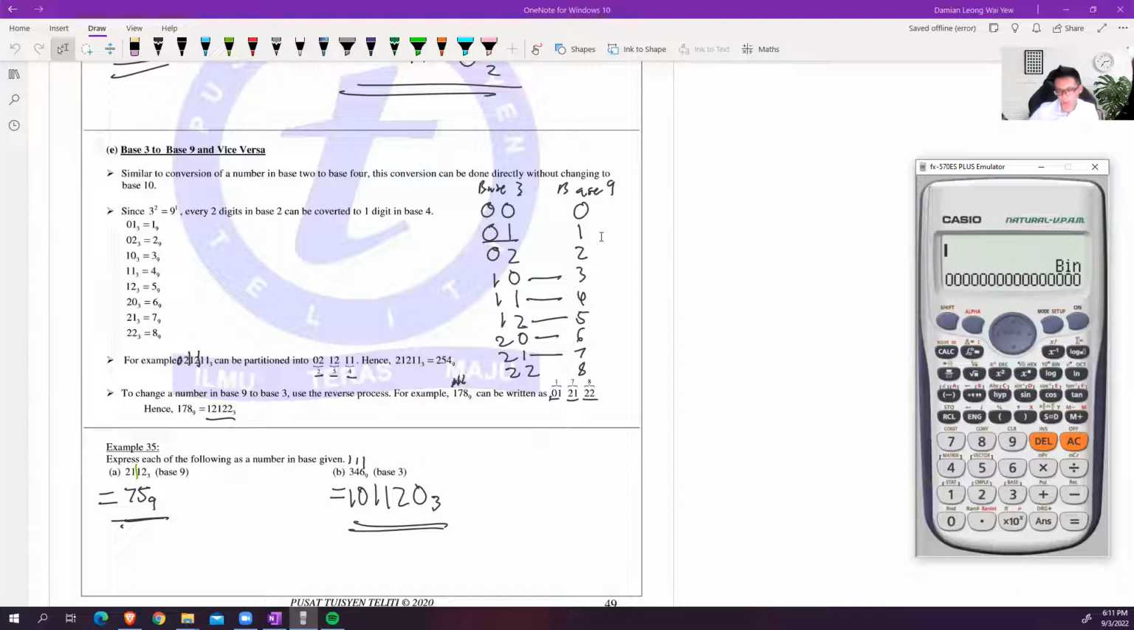So whatever method you use actually doesn't really matter. But direct conversion is faster. But if you want to convert to base 10 first, it's fine because there's no working marks. So it doesn't matter what working you use.